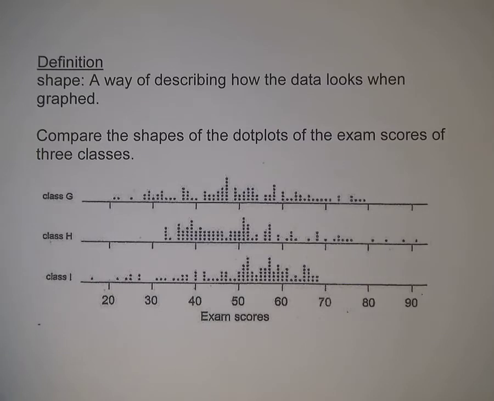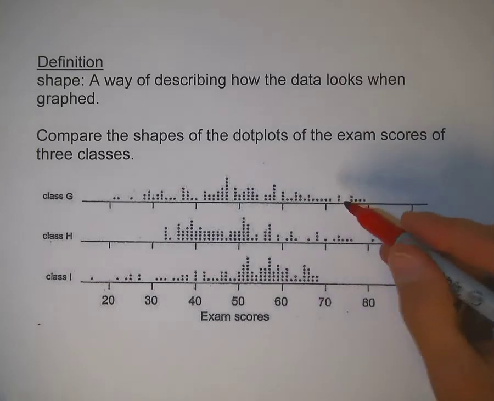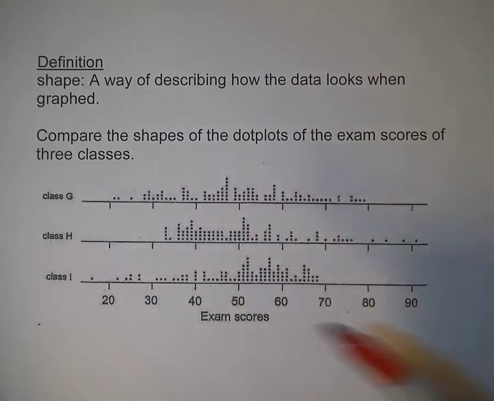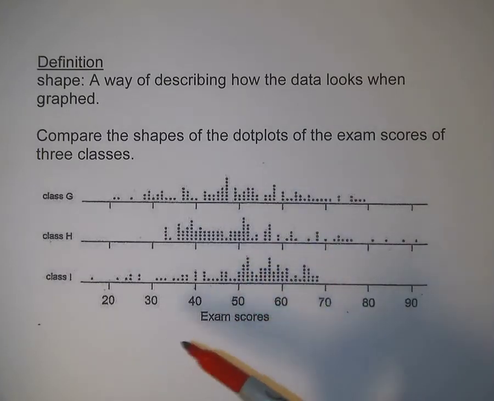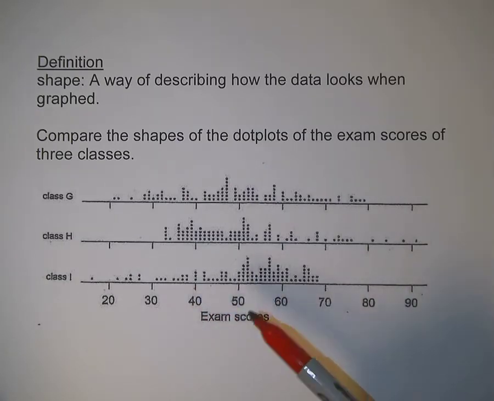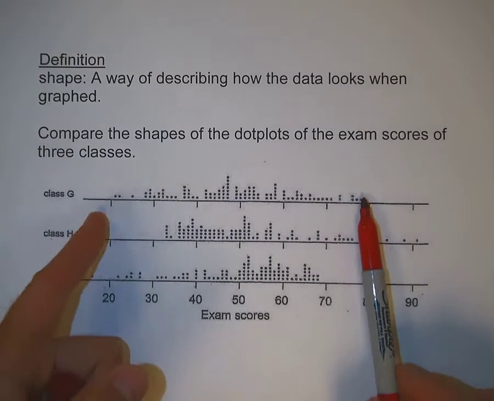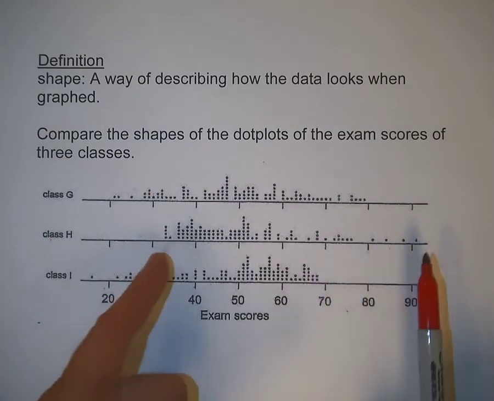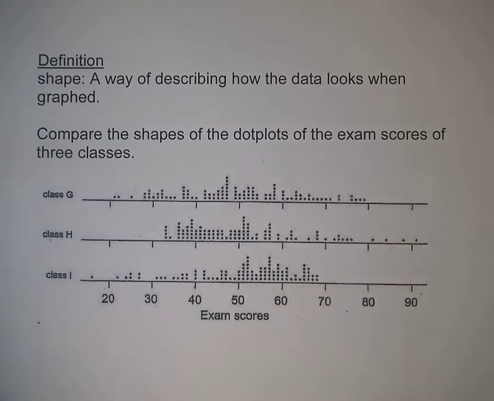Alright, so let's compare the shapes of the dot plots of the exam scores of 3 different classes. So all of these classes took a test. The test was from 0 to 100, and we got distributions for class G, H, and I. Each dot represents one student's score on that particular exam. Okay, so if we look at these 3 distributions, they all seem to be centered in this same area, around 40 to 60. They all have about the same variability, so that they're all spread out in pretty similar ways. But the big distinction here is the shape.